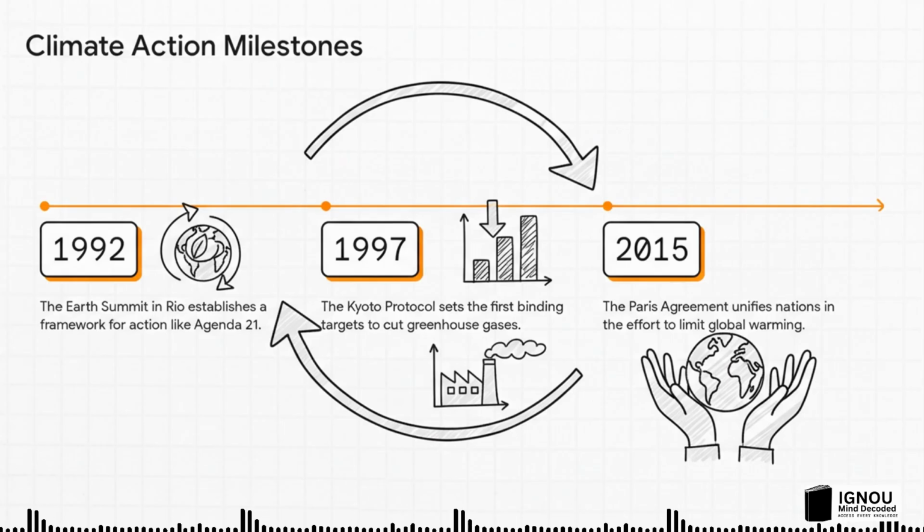Back in 1992, the Earth Summit in Rio really got the ball rolling. Then, in 97, we got the Kyoto Protocol, which was a huge deal because it set the first actual rules for cutting emissions. And of course, more recently, in 2015, we had the Paris Agreement, which brought pretty much every country on Earth together to fight climate change.